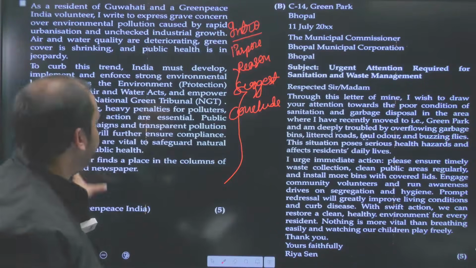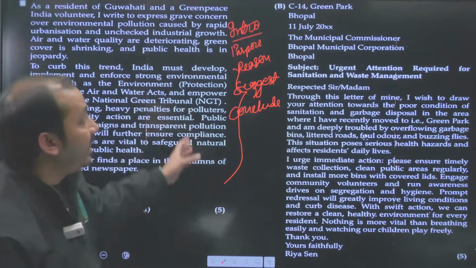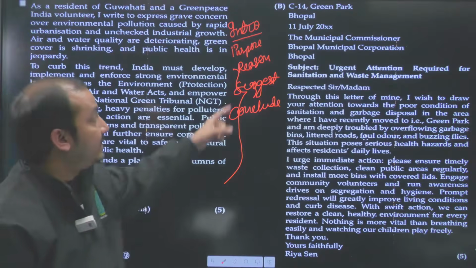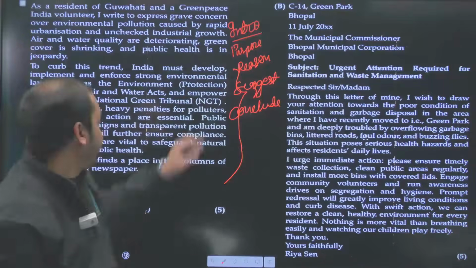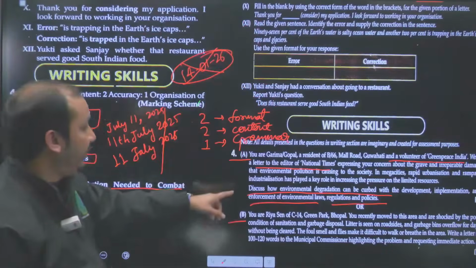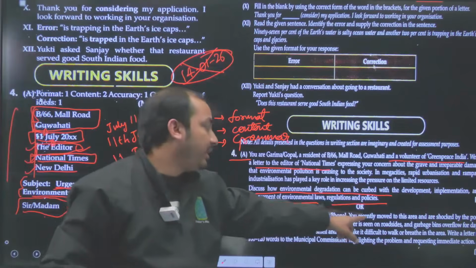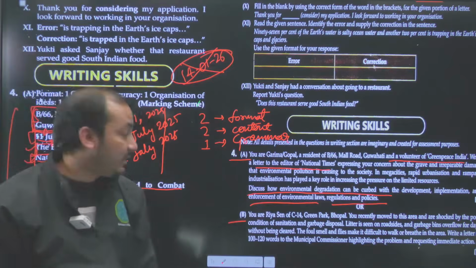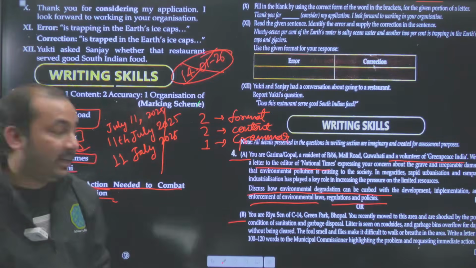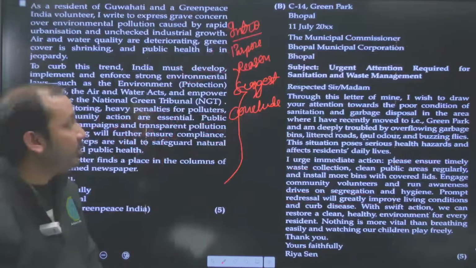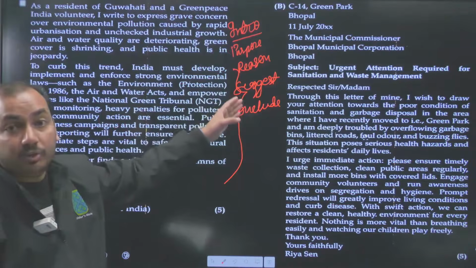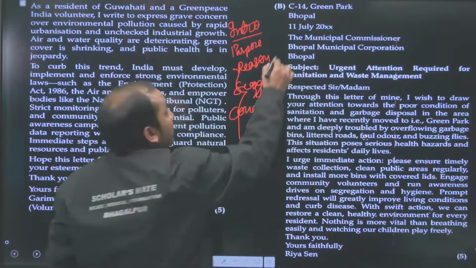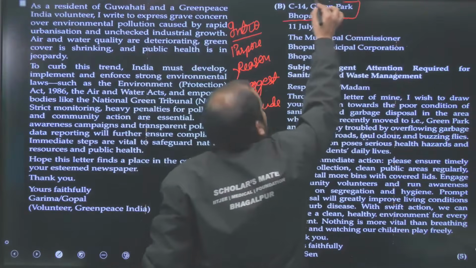You can see the first letter here, and in part B, you have to write any one of them. So one of the letters I have discussed, and the second letter was related to 4B. As we can see, you are Riya Sen of C4 Green Park, Bhopal. You recently moved to this area and are shocked by the poor condition of sanitation and garbage disposal. So the second letter is for the disposal of garbage, addressed to the municipal commissioner. As you can see, here also the line spacing is not given.